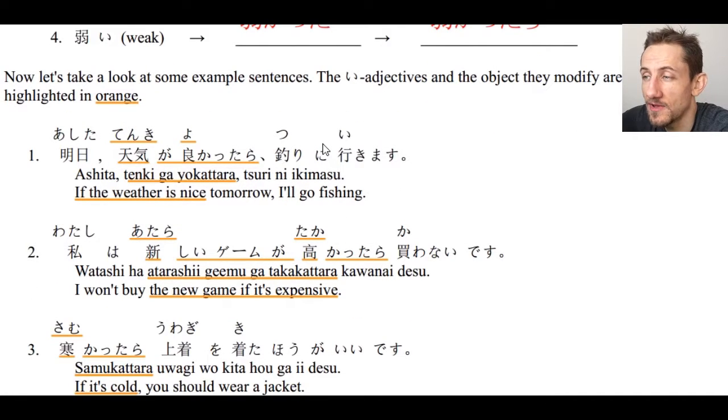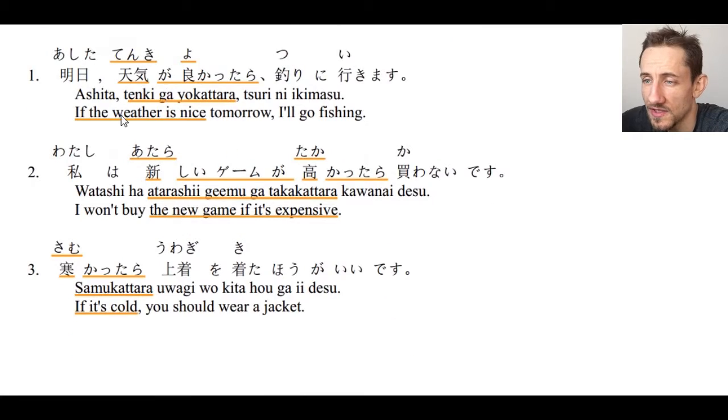So now we're going to take a look at some example sentences, and the i-adjectives and the objects they modify will be highlighted in orange so they're easy to see. So number 1, 明日天気が良かったら釣りに行きます. If the weather is nice tomorrow, I'll go fishing. 天気が良かったら. Number 2, 私は新しいゲームが高かったら買わないです. If the new game is expensive, I won't buy it.